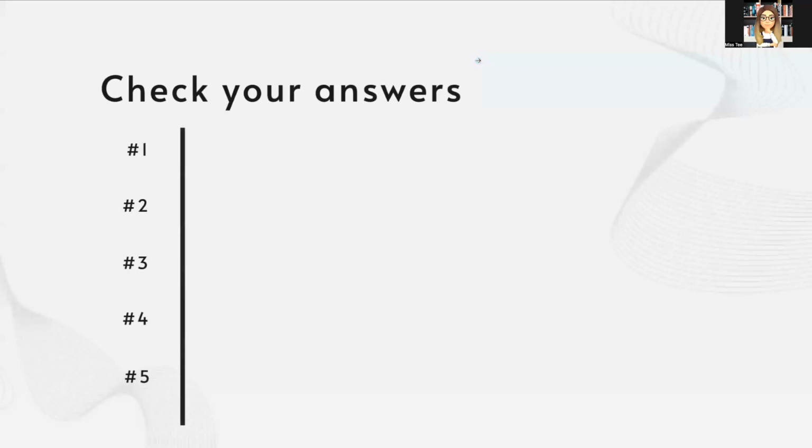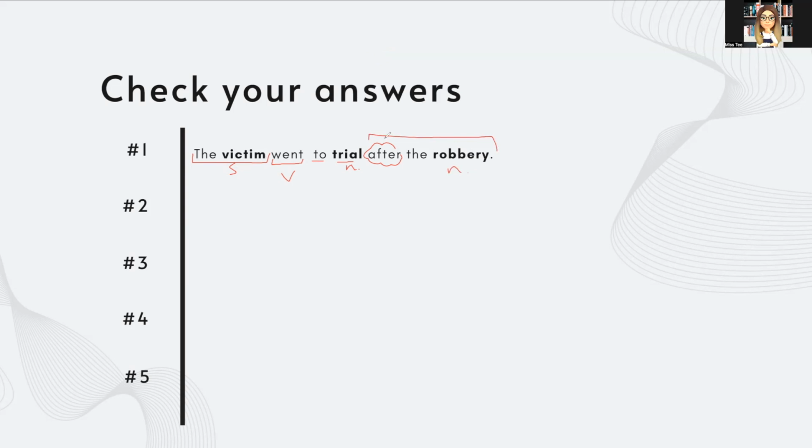Now we're going to look at each of our answers. The first one: the victim went to trial after the robbery. The victim is the subject of our sentence. Went is the main verb, and then we have the preposition to and the noun trial. Then we have a conjunction. After is a subordinating conjunction, and then the robbery is the noun here. And this is a dependent clause, and this is an independent clause.